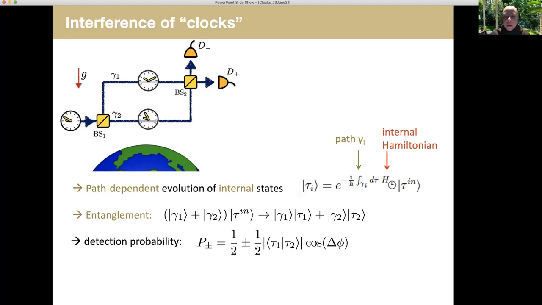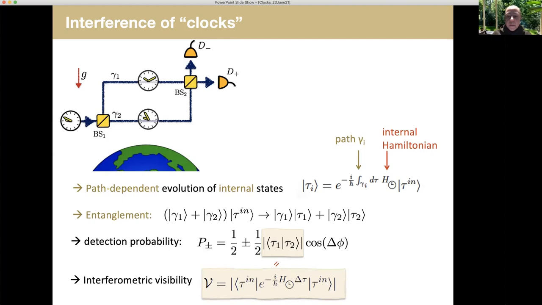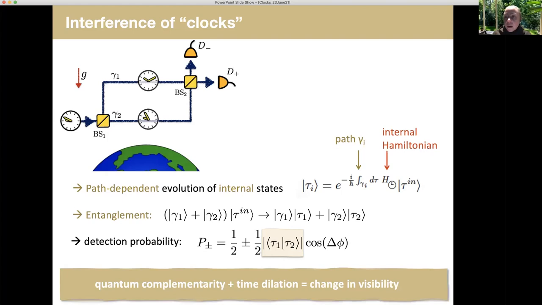If one overlaps the paths and measures where the particles are coming out, so this is interference in the path degree of freedom, then these internal degrees of freedom will necessarily correlate to the paths and give some change in the visibility of the interference, so this prefactor. And this really depends on the initial state, the proper time and the dynamics, in this compact form. So essentially it just compares the two states. And this is of course intuitively as expected, because by its very nature, proper time reveals which-way information.